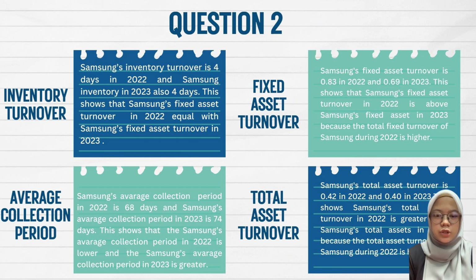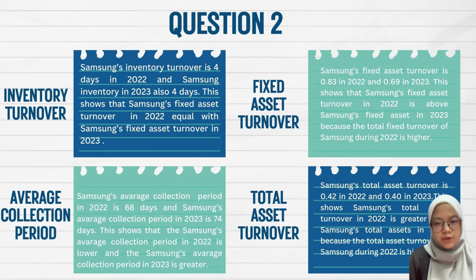Samsung's inventory turnover is 4 days in 2022 and also 4 days in 2023. This shows that Samsung's inventory turnover in 2022 is equal to that in 2023. The next is Samsung's average collection period: 68 days in 2022 and 74 days in 2023. This shows that the average collection period in 2022 is lower and in 2023 is greater.